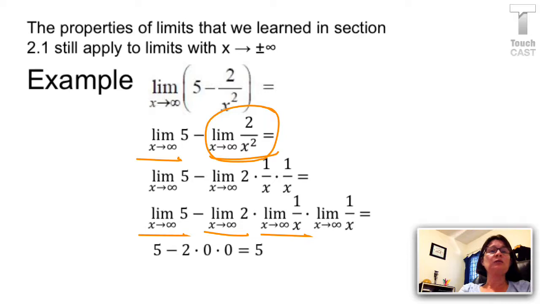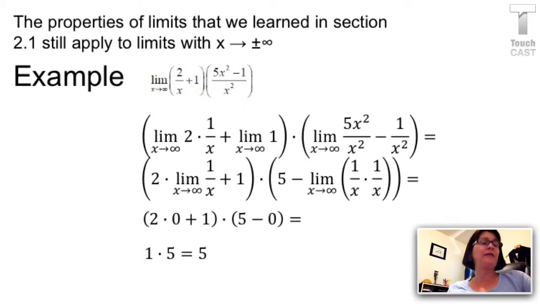Well, the limit as x approaches infinity of 5 is just 5. Here's my subtraction sign. The limit as x approaches infinity of 2 is 2. And recall from our discussion of the function 1 over x, as x approaches infinity, 1 over x gets closer and closer to 0. So I end up with 5 minus 2 times 0 times 0. It just makes 5.